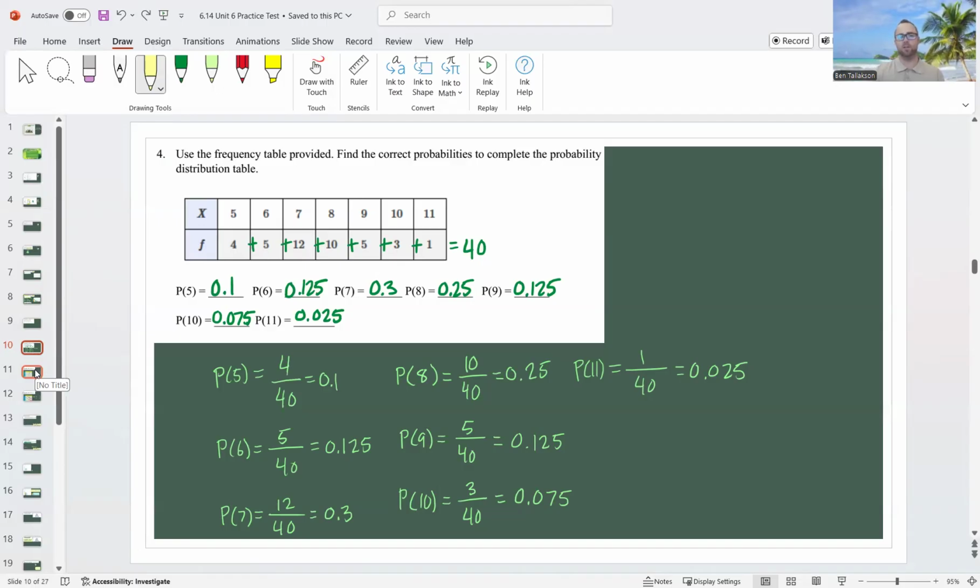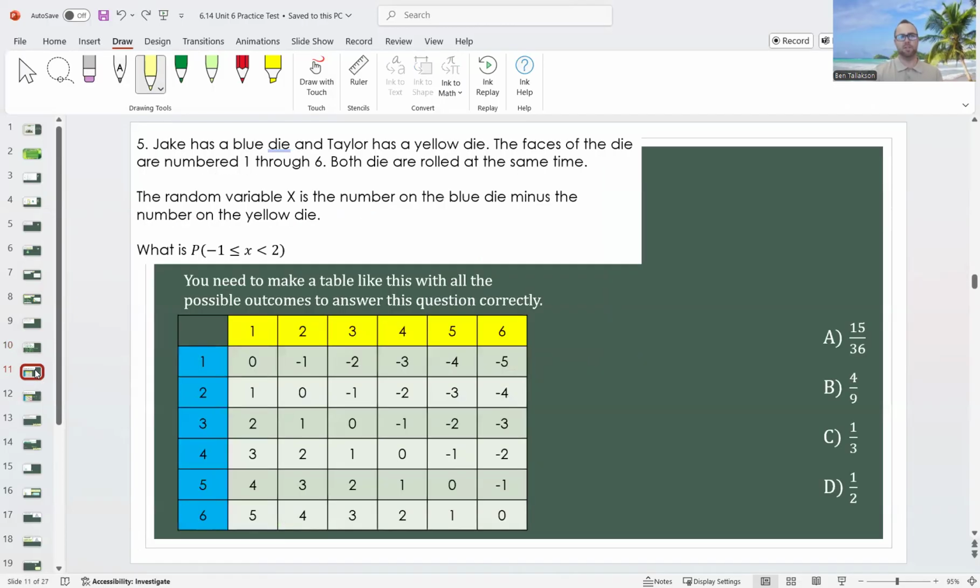Let's go ahead and look at number 5. Jake has a blue die and Taylor has a yellow die. The faces of the die are numbered both 1 through 6, like any regular die is, and both die are rolled at exactly the same time. The random variable x is the number on the blue die minus the number on the yellow die. That is the most crucial part of information. Blue die minus the number on the yellow die.